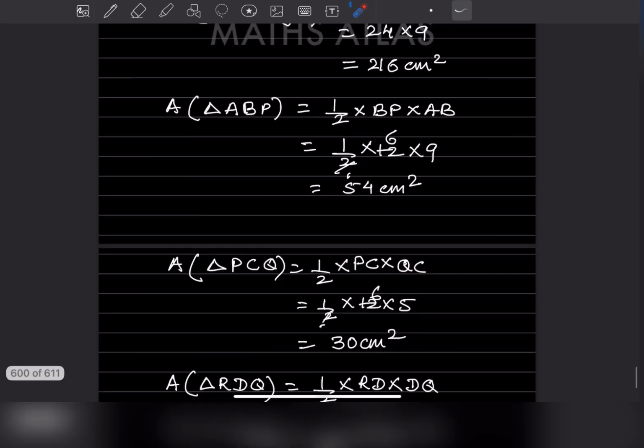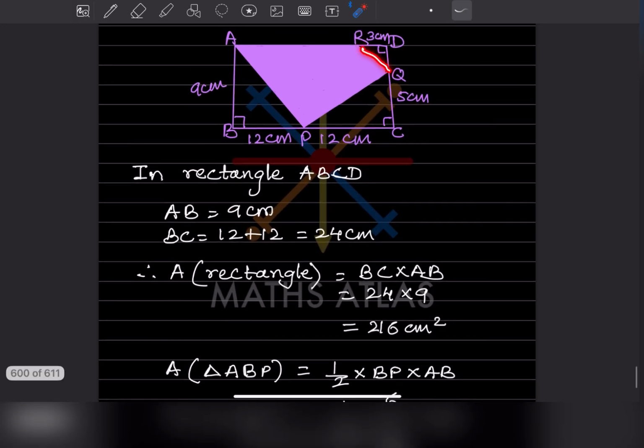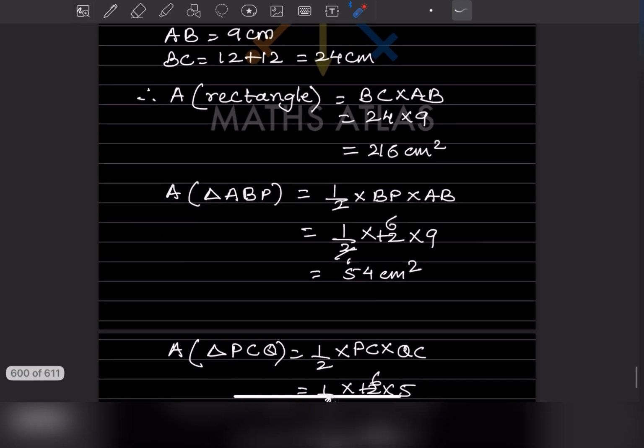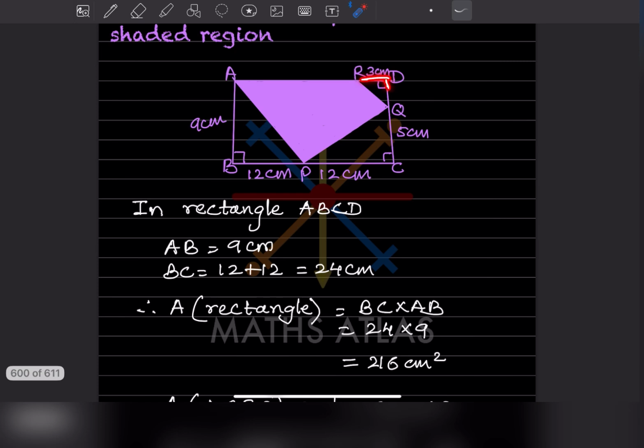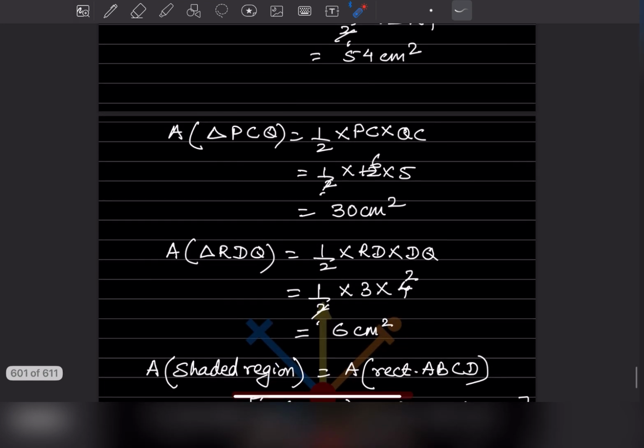Now let us look at the smaller triangle, that is RDQ, that is half. This is the base of this and this is the height. And as I told you earlier, this will be 4. Why? Because this 5 plus 4 is going to be 9, because this side is 9. So this DQ is going to be 4 centimeter. So we can put here half into RD is 3 and DQ is 4. We simplify this one, that is going to be 6 centimeter square.